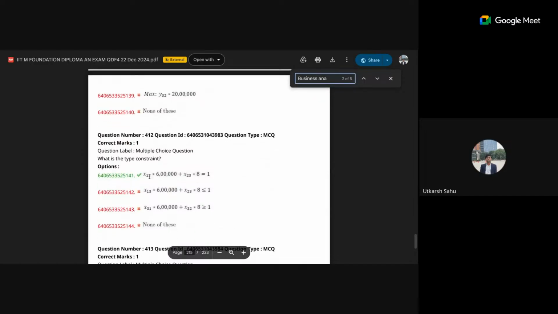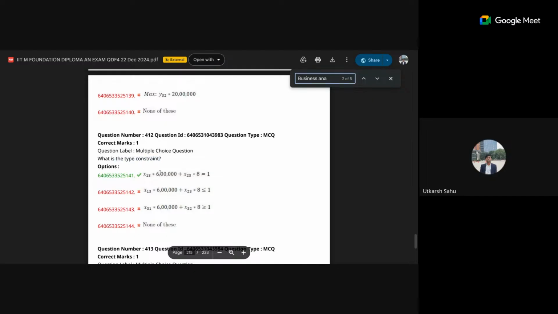Therefore, 3 should be in the second part. This part which you are seeing, x13, x23, that is needed. This is the correct one because 3 should be in the second part, and this has to be equal to 1. It has not to be less than equal to. So remember, in the type constraint it has to be equal to.